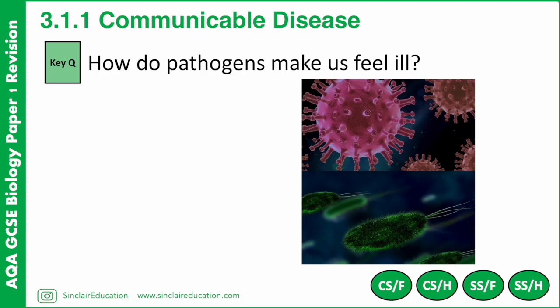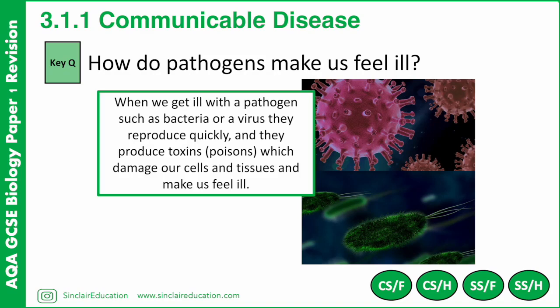Now, another common question that comes up, and it's often a 2-marker, is you're asked why pathogens make us feel ill. And what we typically see is the first mark's answered pretty well, the second mark can get a bit weak. So with pathogens, what they're going to do when they enter our body is they're going to reproduce incredibly rapidly. And as they do so, they're going to produce toxins, so poisons, that damage our cells and are going to make us feel ill.